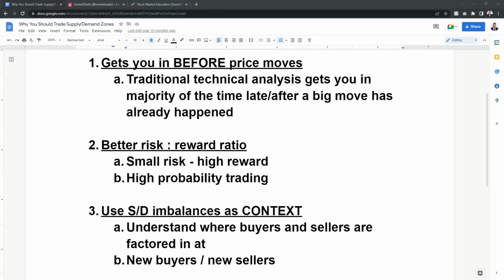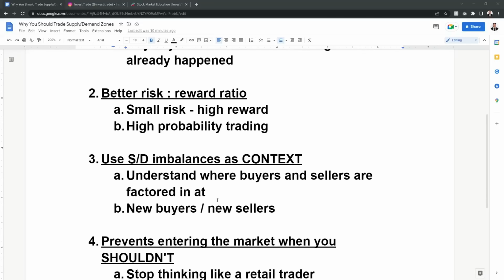And just putting all the pieces together, it gets us in before price moves. It gives us a better risk to reward ratio depending on the trade that you're talking about. I mainly day trade and scalp using this strategy. I don't have an edge in swing trading. I never actually even swung a position. I mainly day trade and scalp.